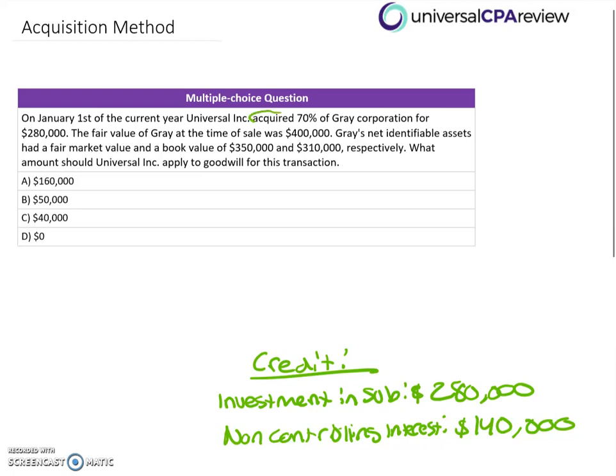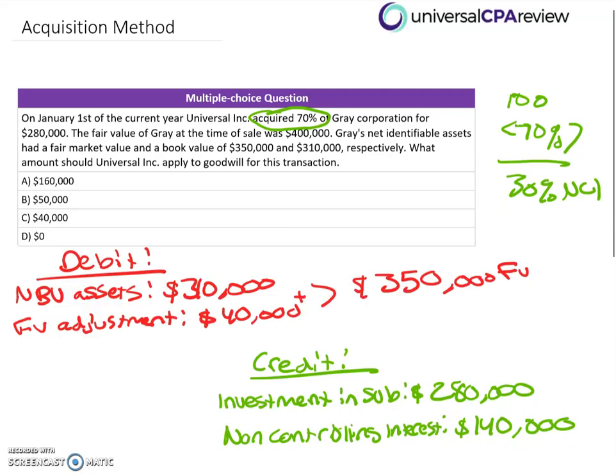So if you could see here, we're acquiring 70%. That means that we are going to be applying our non-controlling interest to 30%. So 100% less our 70%, that is going to give us a 30% non-controlling interest, right? So therefore, our $400,000 sale is going to apply 30% of that to our non-controlling interest. That's going to be $140,000. So now going into our debit accounts.